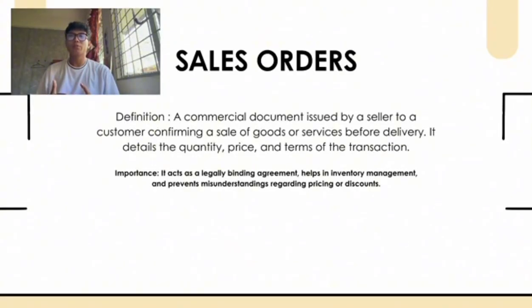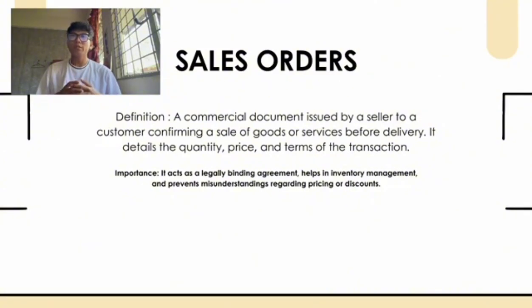So today I will be explaining about the sales order. So for the definition, sales order is a commercial document issued by a seller to a customer confirming a sale of goods or service before delivery. It details the quantity, price, and terms of the transaction.